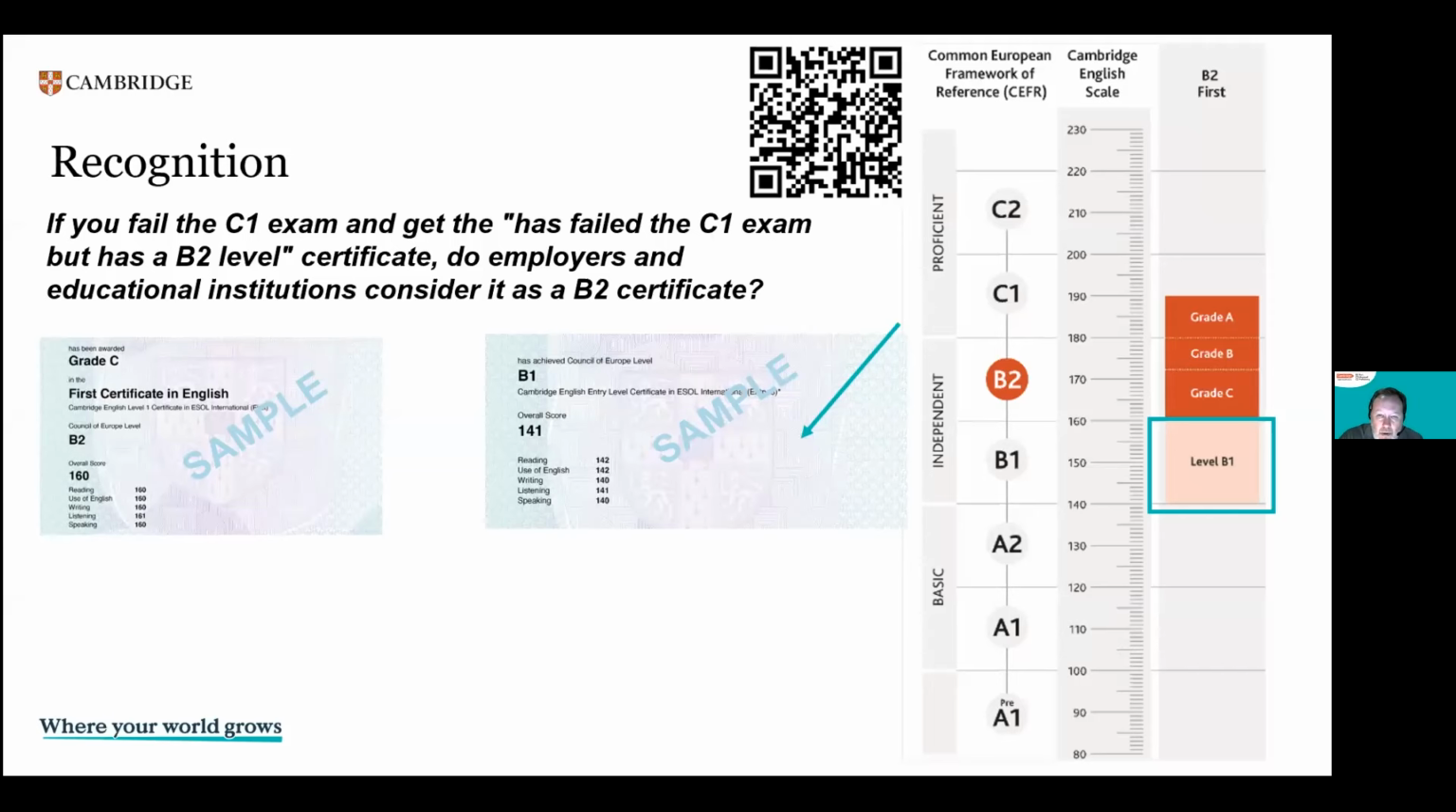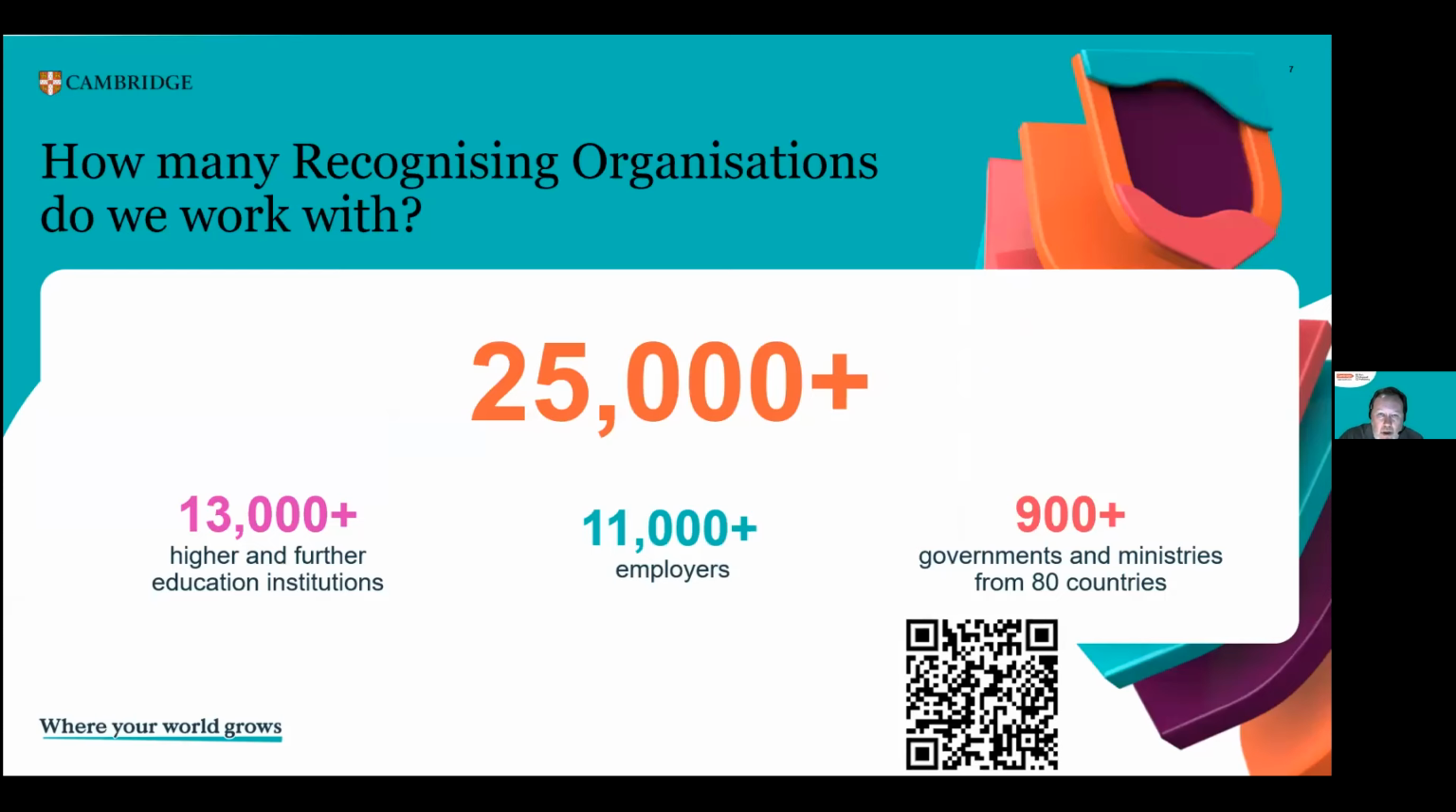In terms of global recognition, we have across the world recognition of over 25,000, in fact, actually over 26,000 recognizing organizations throughout the world. That is over 13,000 higher and further education institutions, 11,000 employers, and 900 plus governments and ministries from 80 countries. So we do have one of the widest recognitions of qualifications in the world.